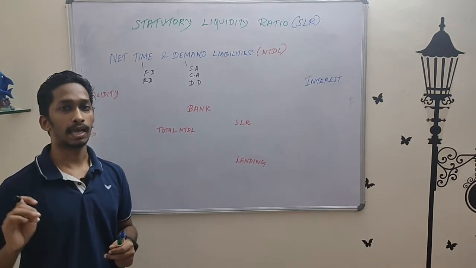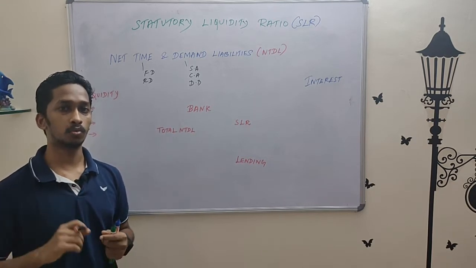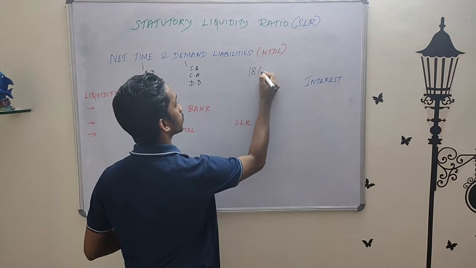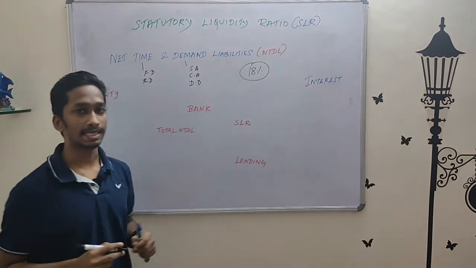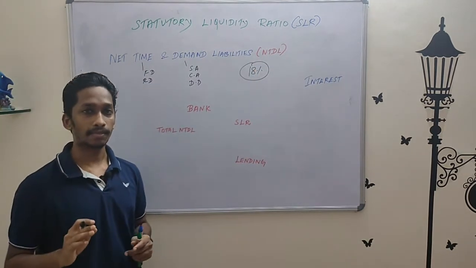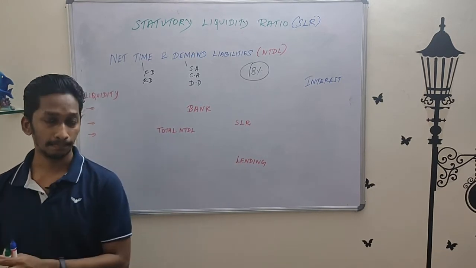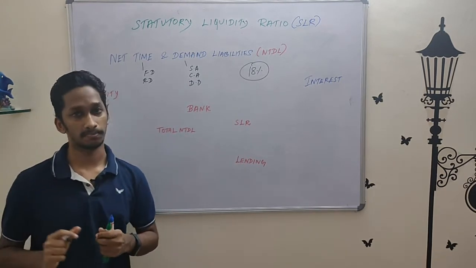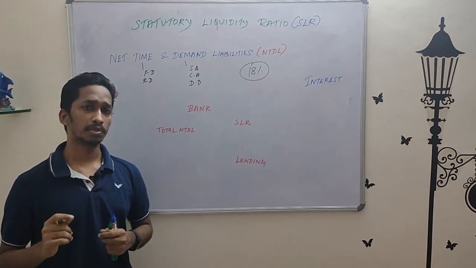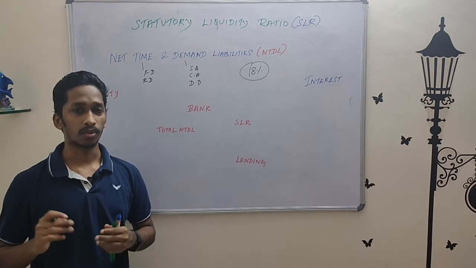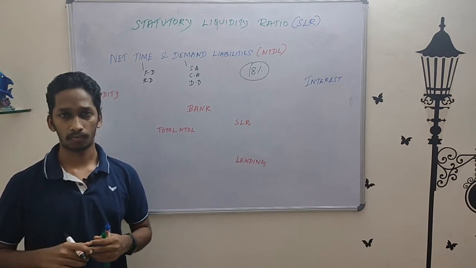So right now, as in June 2020, SLR is 18% of NTDL, which means the banks have to keep 18% of the total deposits separate for safety purposes. Your question would be, aren't we already doing that with CRR, where the banks have to do it for 4% or 3% or whatever?